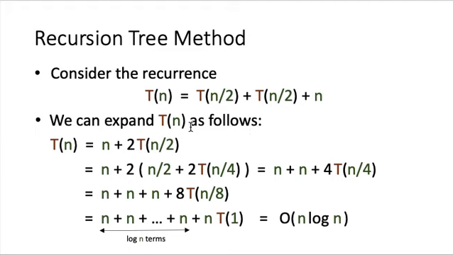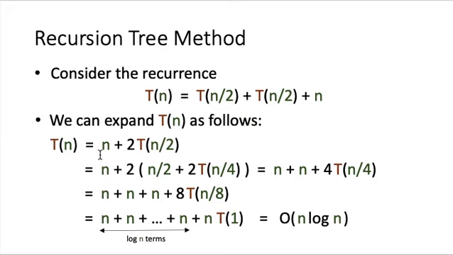Now to expand T(n), we can rewrite T(n) as n plus 2 copies of T(n/2). And then this T(n/2) inside the formula can further be expressed as n/2 plus 2 copies of T(n/4) using the recurrence relation. If we expand this, the formula becomes n plus 4 copies of T(n/4).